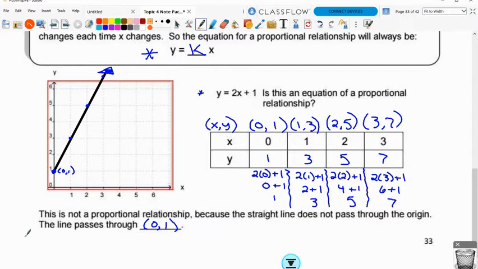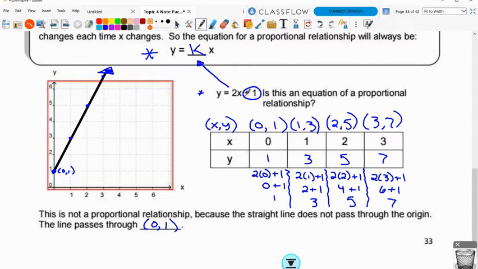I also knew that this relationship would be non-proportional because this equation is not set up in this form. Remember, we said before that if the equation says y equals k times x, this represents a proportional relationship. This shows y equals 2 times x, but then it has an extra plus 1 at the end. This part of the equation right here is what makes this non-proportional. If it only said y equals 2x, you would have a proportional relationship.